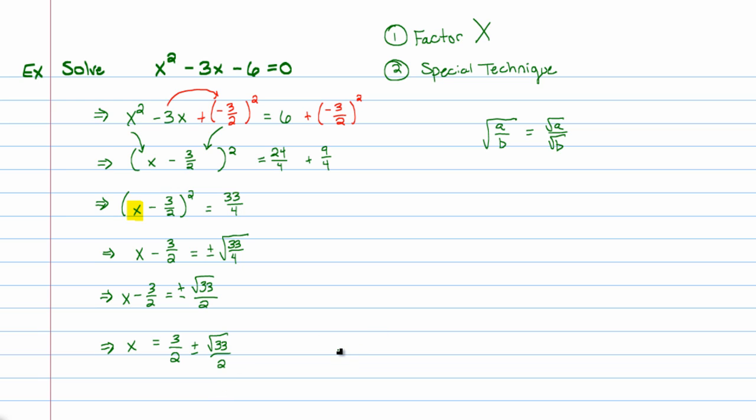I just want to note this is perfectly fine, but it's also interesting to see that this can be written as 3 plus or minus the square root of 33 all over 2. And if you've ever seen the quadratic formula, it has that look to it: a number plus or minus the square root of some other number divided by some number. That's just something interesting to note.